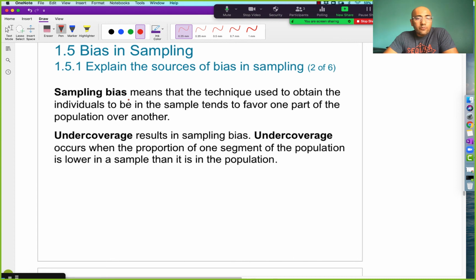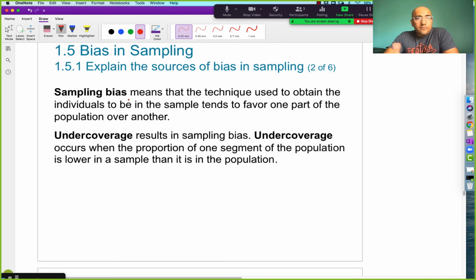Undercoverage occurs when the proportion of one segment of the population is lower in the sample than it is in the population. Right? So if your sample has a very small percentage of business majors, and then you look around the population like, wait a minute, the most common major here is business. How come our sample doesn't have that many business majors? That would be undercoverage, right?